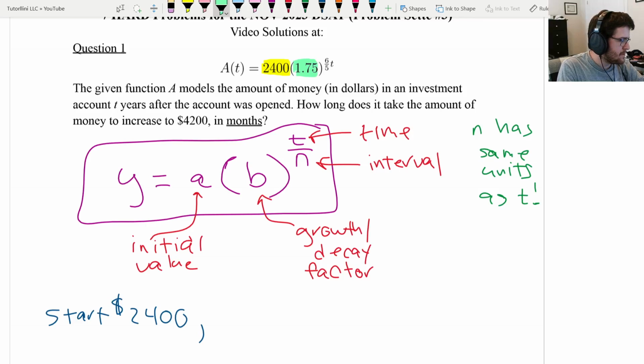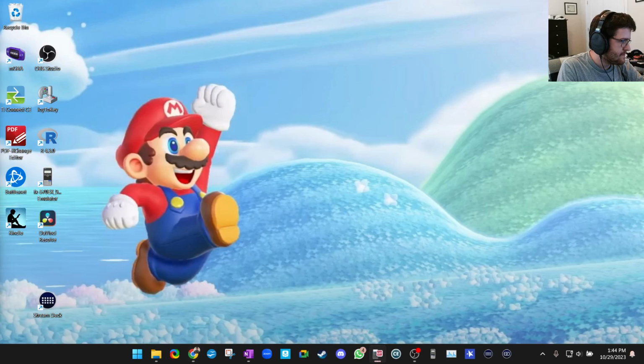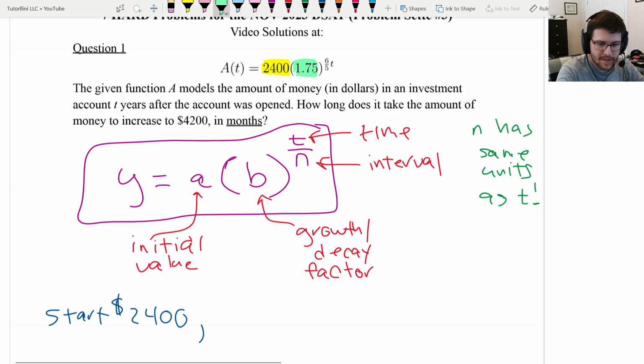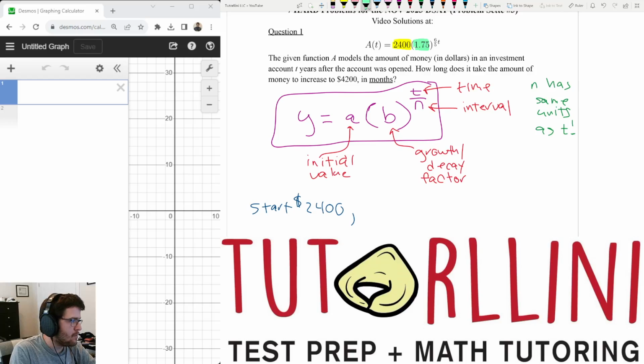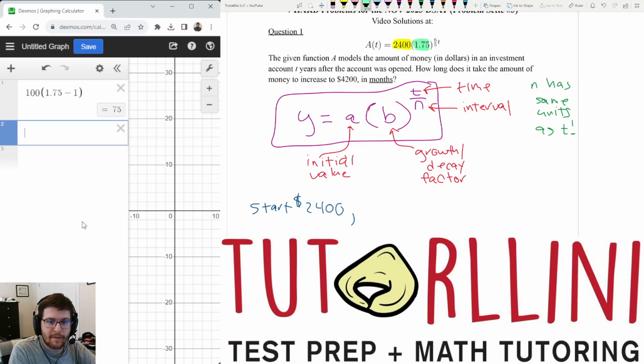The way we would phrase that on the exam is we would change that multiplier to a percent. So I'm going to do 100 times the multiplier minus 1. I've gone over that a lot in my videos. So I get positive 75. So this is a 75% increase.